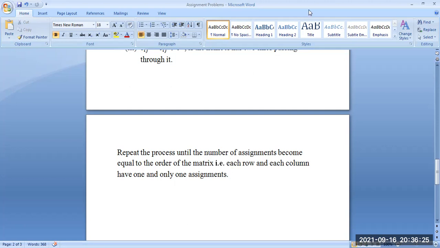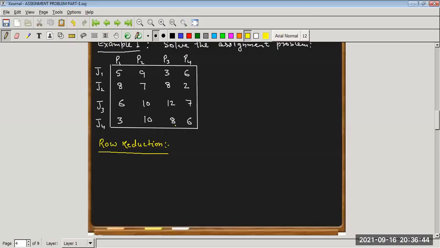So now we are going to discuss one example related to assignment problem, how we can solve this. So first we start row reduction. What is the minimum number in first row? First row में 3 is the minimum number. So we subtract all the elements from 3.